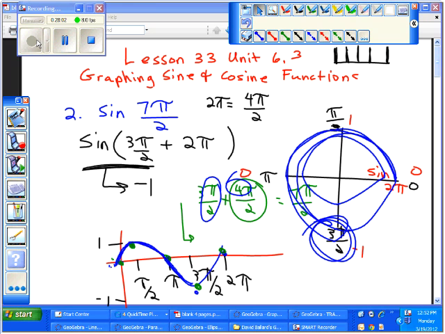Now you have to be able to do some fractions in your head here, or it's not going to be very easy for you to do this part of trigonometry, okay? Any questions on that? Okay, is everybody good so far? Question number 3.